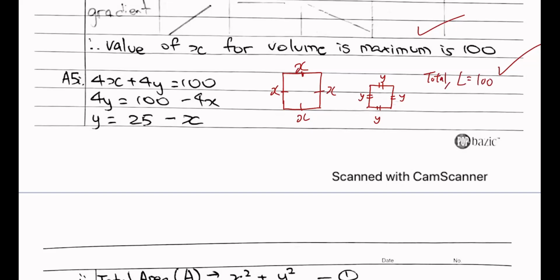Part 1, express y in terms of x. Okay, let's see what you did. 4x plus 4y. Okay, makes sense. Make 4y the subject, divide by 4. Okay, good. Next one, part 2.